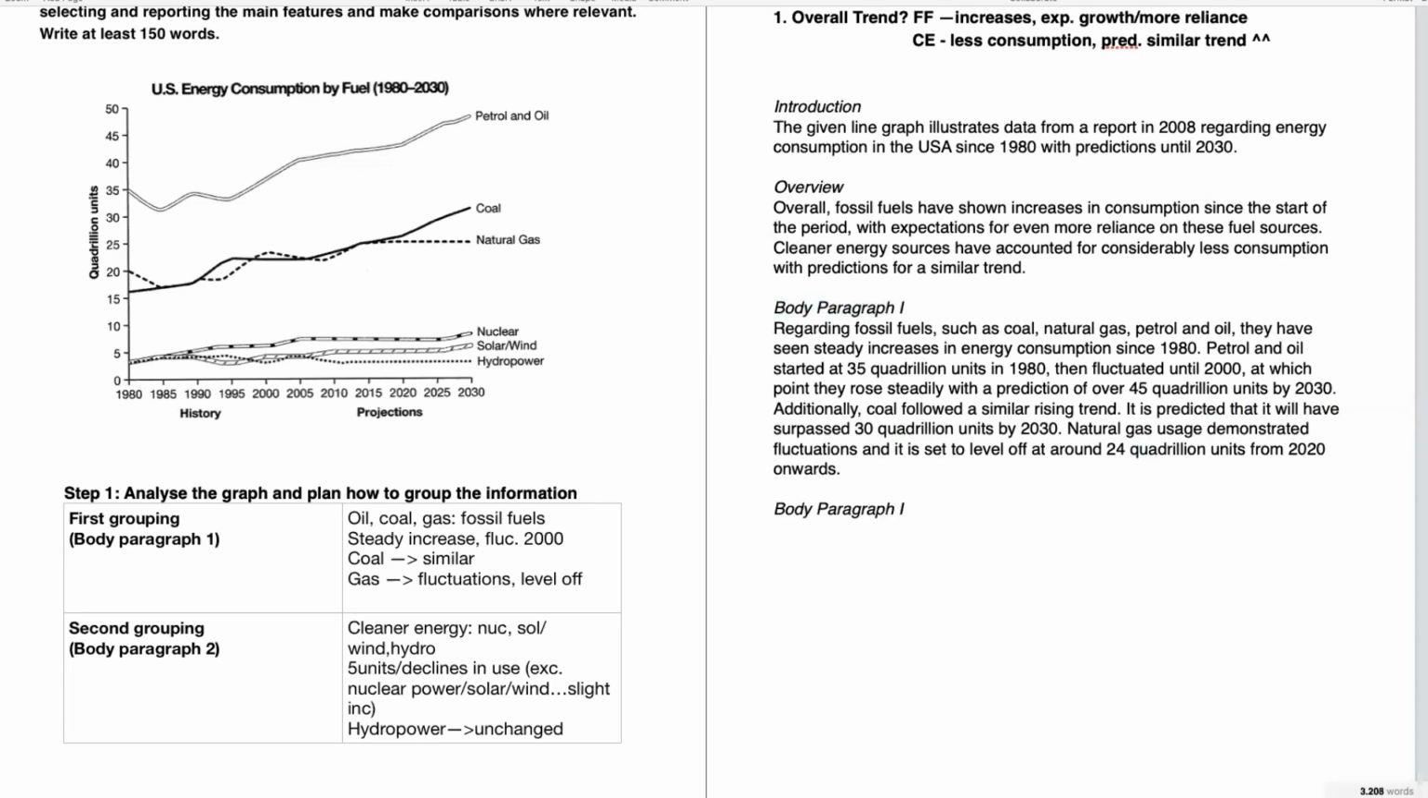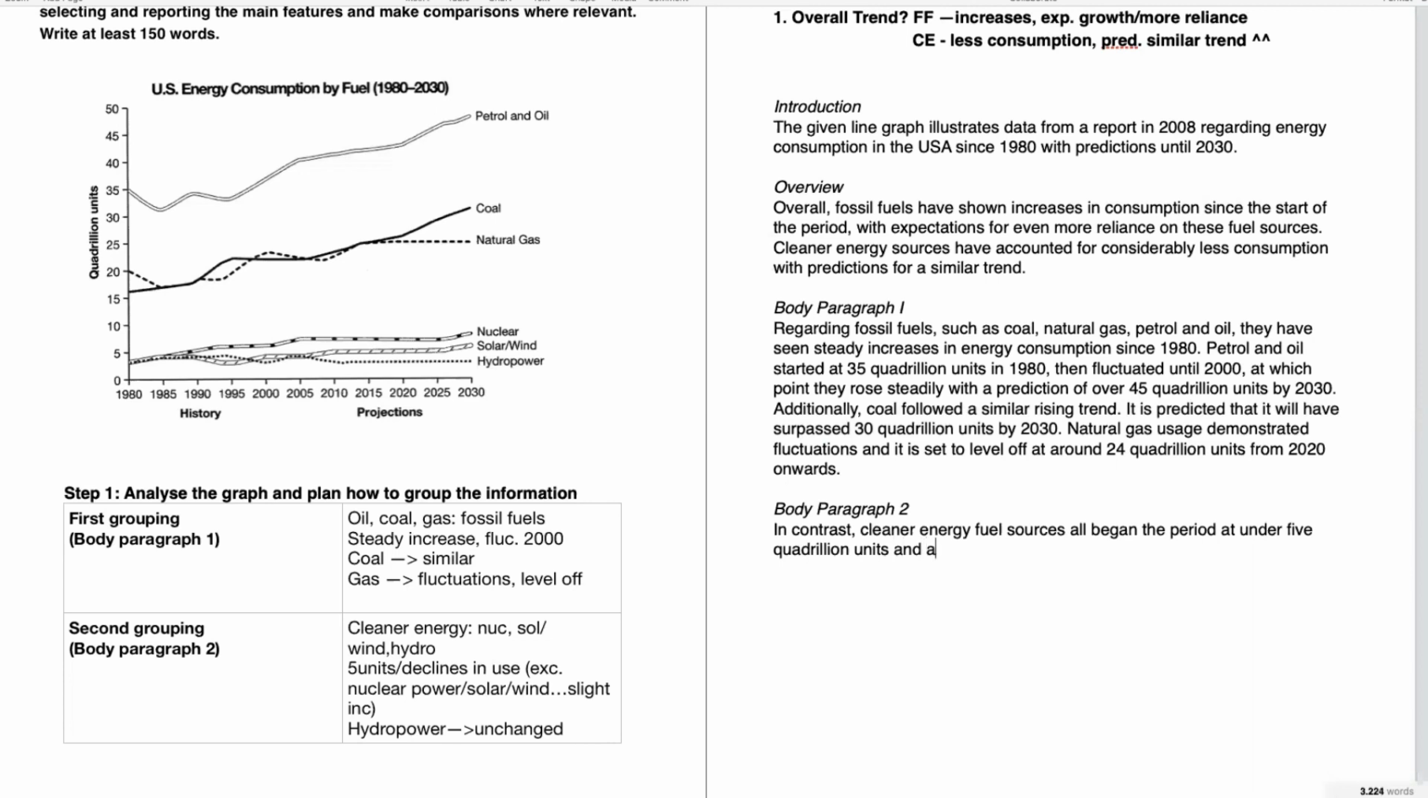We have included a lot of information, but we're going to go into body paragraph 2 now to top it off and finish off with our cleaner sources of energy. So since I am contrasting, because it is quite different, I'm going to start by saying, in contrast, cleaner energy fuel sources all began the period at under 5 quadrillion units. If you see here, it starts right after 5. I'm not quite sure how much, but that is a good way to say just under 5 or below 5.